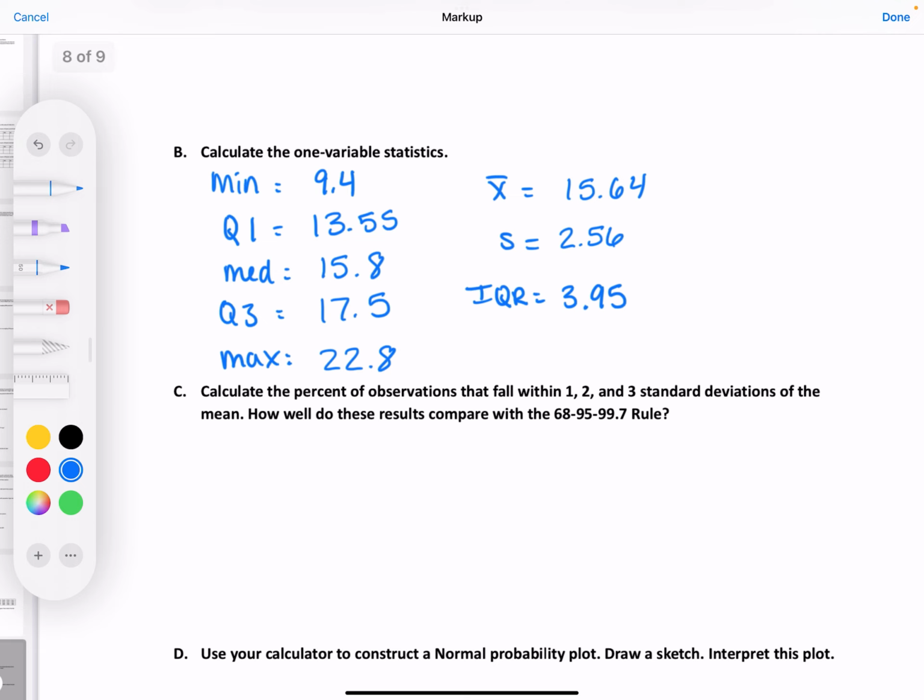So then we can test it. So Q1 minus 1.5 times 3.95. I guess I should replace Q1 with 13.55. And then Q3 is 17.5 plus 1.5 times 3.95. 7.625. I'm just going to round it to 2 decimal places to make it a little bit easier.